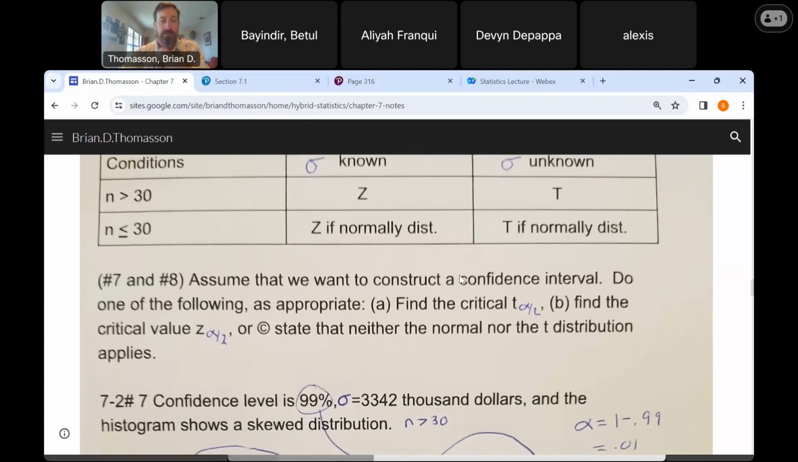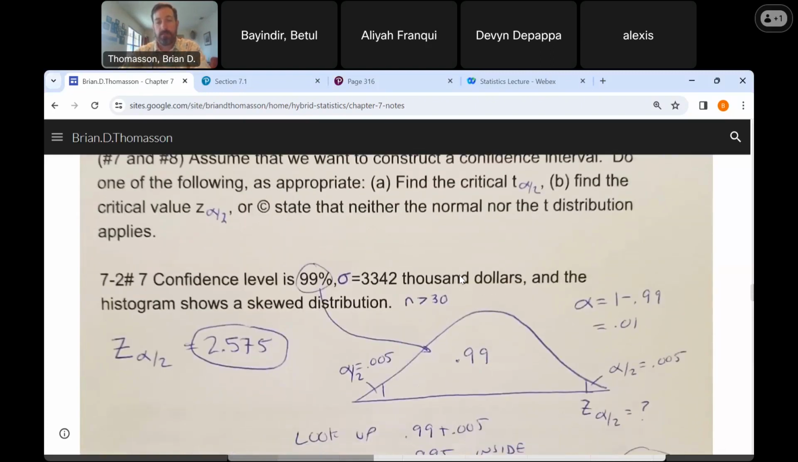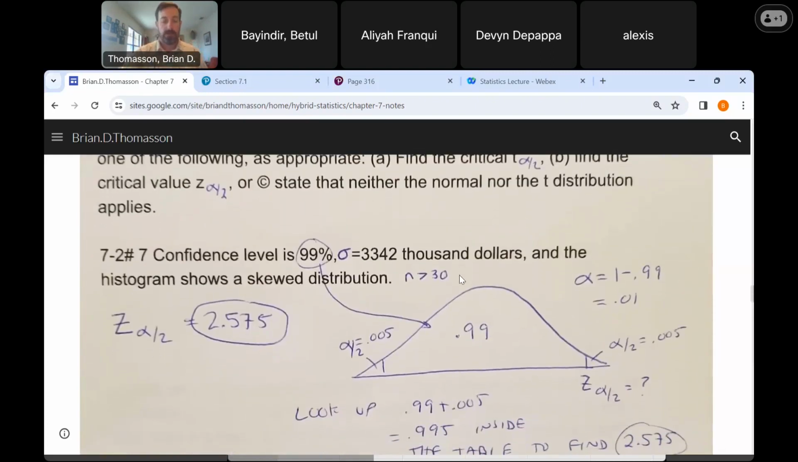So let's see how this is done. In these next two questions, it says, assume that we want to construct a confidence interval. Do one of the following as appropriate: find the critical t alpha over 2, z alpha over 2, or state that neither the normal nor the t distribution applies. Okay. So let's look at 7 and see what we have. We have a confidence level of 99%. They tell us that sigma is $342,000, and the histogram is skewed, and they tell us that n is above 30.